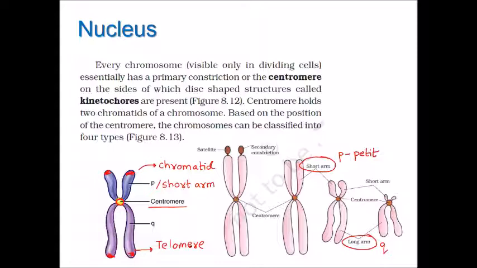So these are the important parts of a chromosome. A chromosome has a centromere, it has a short arm and a long arm, it has two chromatids and it has a telomere. This is the long arm.